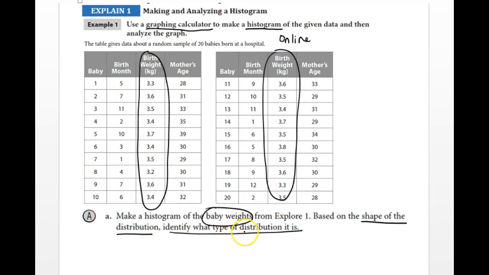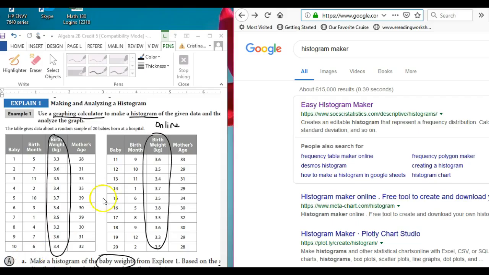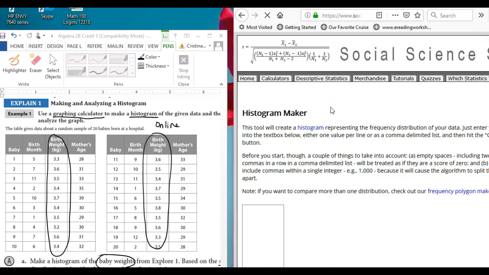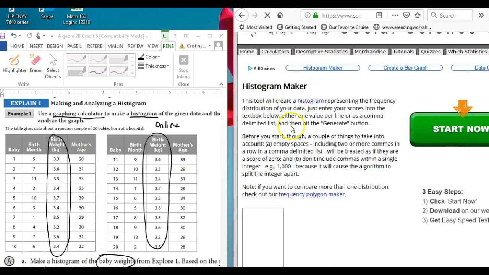numbers that we're going to enter into our histogram maker and see what that looks like so we can identify the shape as well as what kind of distribution it is. So as you can see, there's plenty of online histogram makers. In fact, all I did was I Googled easy histogram maker, and I'm going to select the first one that I see here. And here is just a tool.